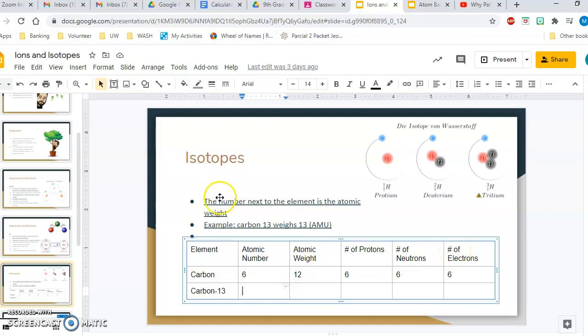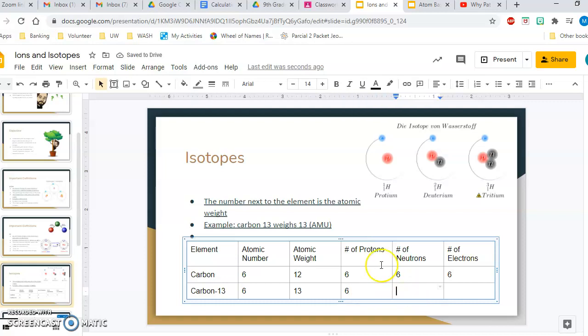So we're going to work through this. Again, the number next to the element is the atomic weight. So our example is carbon 13, which weighs 13 AMUs. So we're given carbon weighs 13. Our atomic number is always going to stay the same, regardless of if it's an isotope or an ion. Our atomic number always stays the same, and our number of protons always stays the same.